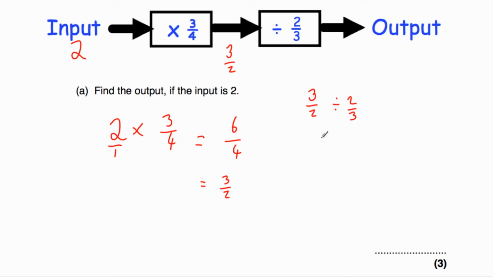So instead of dividing by 2/3, we're going to multiply by the reciprocal. So flipping over this fraction to get 3/2. 3 times 3 is equal to 9, and 2 times 2 is equal to 4. So the output would be 9/4. So the answer would be 9/4.